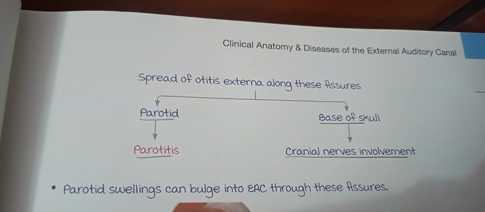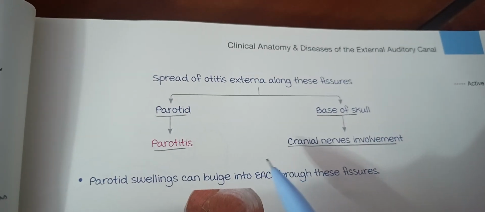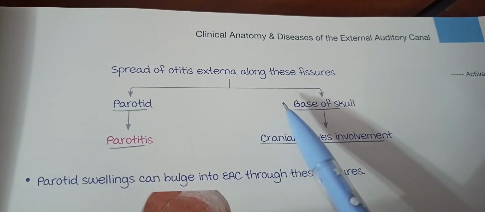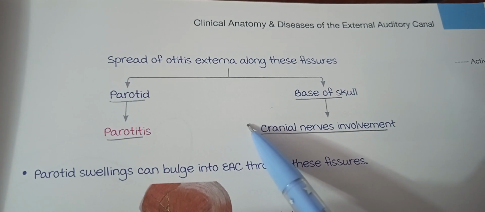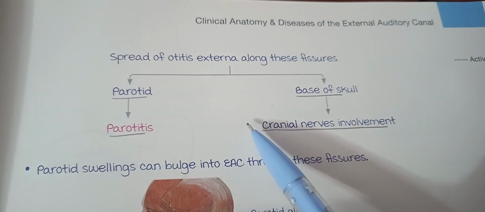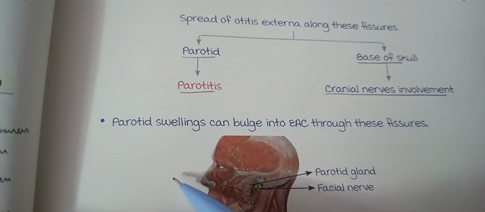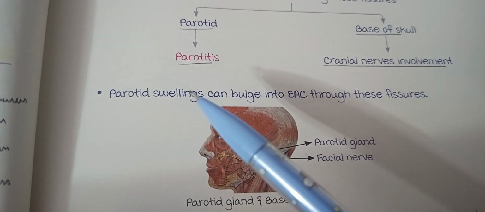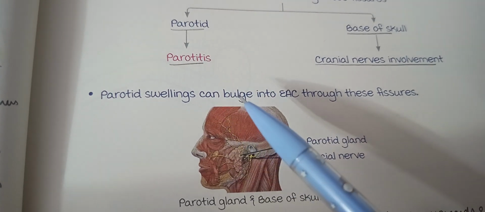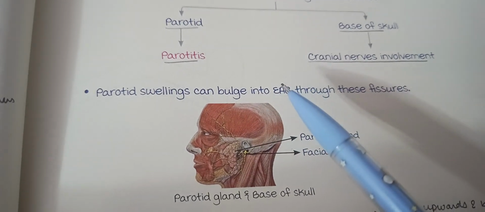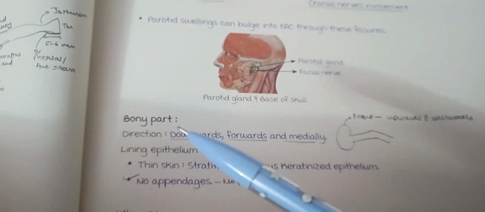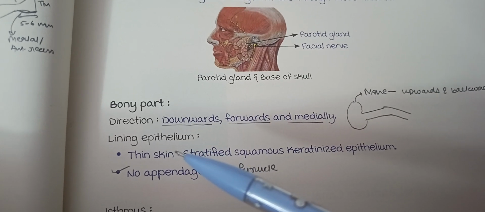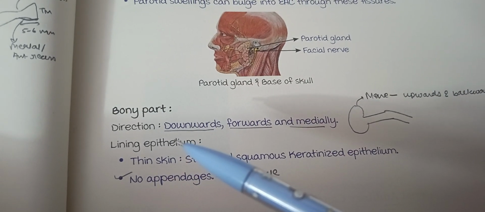First, from the EAC, it can transfer the infection to the parotid gland, leading to parotitis, and it can also transfer the infection to the base of the skull, and it can involve the cranial nerves and cause palsy. Now sometimes parotid gland swellings can bulge into the EAC through these fissures.